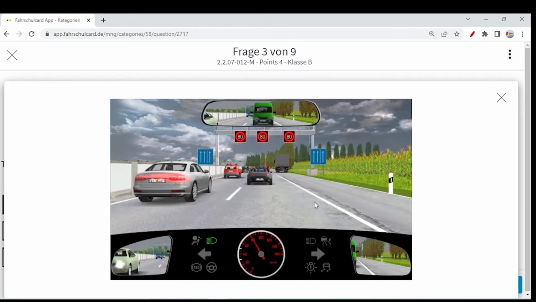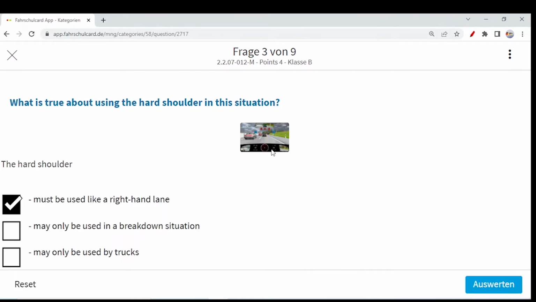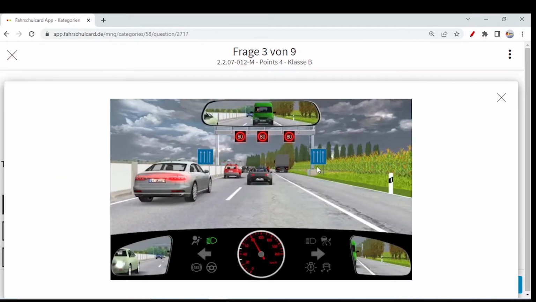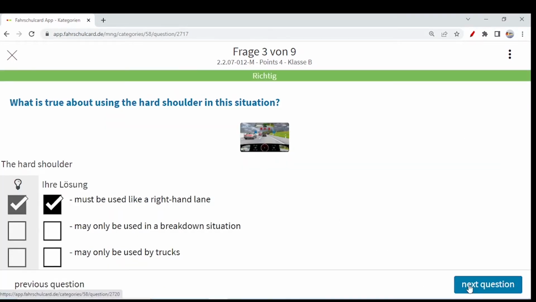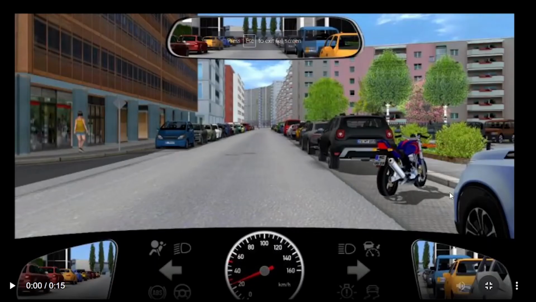Currently here is a solid line, you cannot cross it, but maybe before or after this you can cross it. For the time being, maybe some construction is going on, this hard shoulder can be used as the right hand lane. May only be used in a breakdown situation? No, there will be some other sign for the breakdown situation that we have covered in the topic of traffic signs already. May only be used by trucks? No, there is no such indication. It is clearly a third lane to be used. So only the first option is correct. Let's move to the next question, which is a video question.